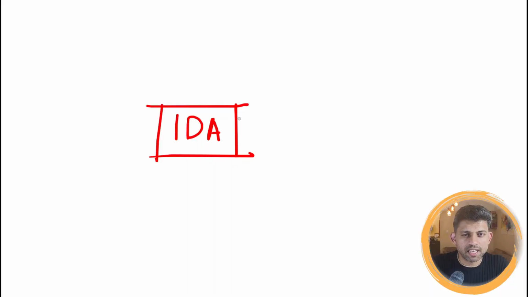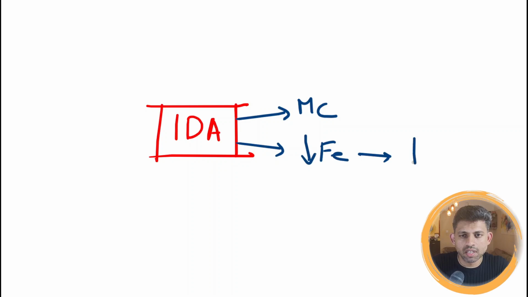Iron deficiency anemia is the most common cause of anemia worldwide. It is caused due to reduced iron in the body, which forces reduced hemoglobin synthesis.